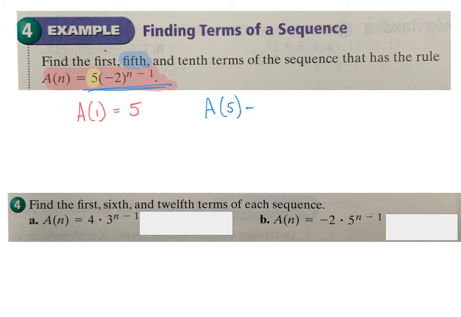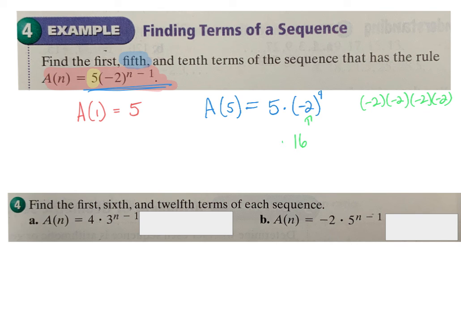I'm going to say that equals 5 times negative 2 to the 5 minus 1, which is 4. All right? And then I have to do order of operations. Order of operations tells me to do my exponents first and then my multiplication, right? So my exponent first would be this negative 2 to the 4th power. So negative 2 to the 4th power is going to be negative 2 four times, right? What's negative 2 to the 4th power?